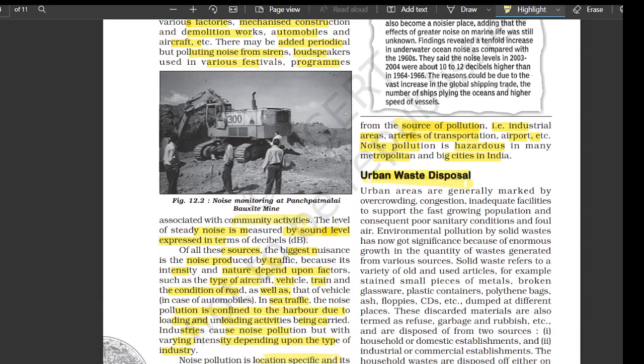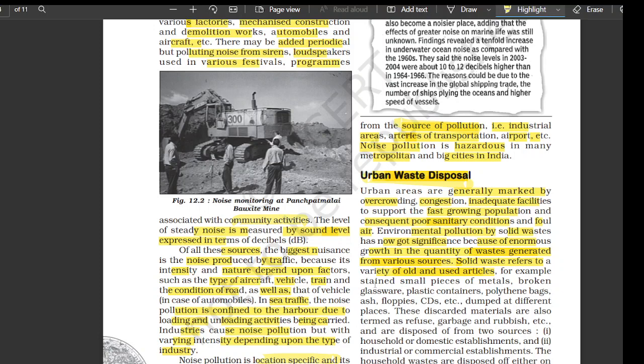Urban waste disposal. Urban areas are generally marked by overcrowding, congestion, inadequate facilities to support the fast growing population, and consequent poor sanitary conditions and foul air. Environmental pollution by solid wastes has now got significance because of enormous growth in the quantity of waste generated from various sources. Solid waste refers to a variety of old and used articles.